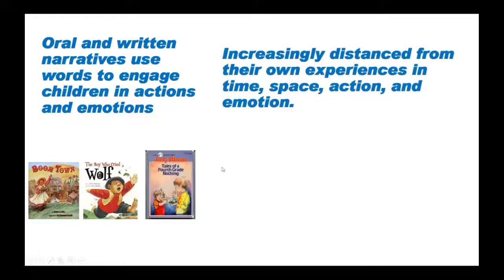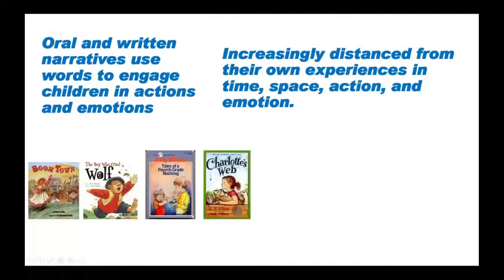Oral and written narratives use words to engage children in actions and emotions. So we've got some written narratives here that start with learning about things that are different from your own experience. We've got The Boy Who Cried Wolf, and so basically, what it's like to first tell a lie, and then when you're not believed, how you emotionally respond to that. Tales of a Fourth Grade Nothing, so how you emotionally respond to having a younger brother. And the books and the experiences that the children have as they get older increasingly distance their own experiences in time and space and emotion.